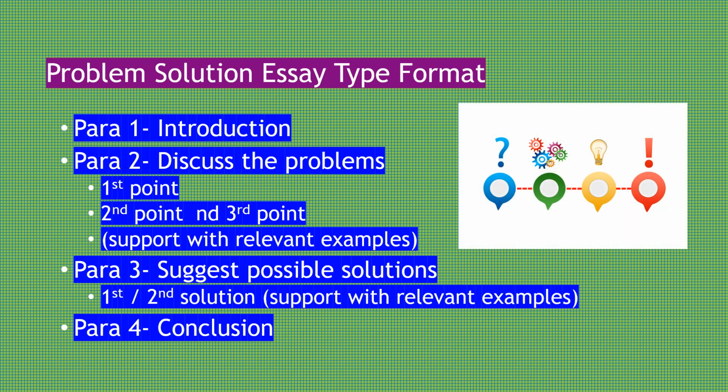Alright, so the problem solution essay type format. All in all, you should be making 4 different paragraphs. The first is an introduction. The second is when you discuss the problems, list down your points and make sure that you support your points with relevant examples. Paragraph 3 is when you suggest possible solutions. Again, list down the different solutions and support with relevant examples, and give the final conclusion.